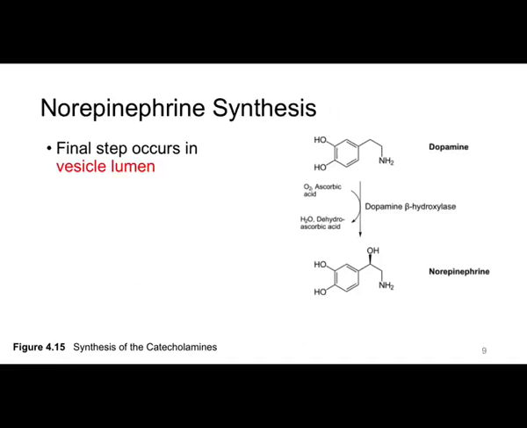Some cells will ultimately convert dopamine into norepinephrine. Those cells contain the enzyme dopamine beta hydroxylase inside the neurotransmitter vesicles. Dopamine will be pumped into the vesicle, and then inside the vesicle it will be converted into norepinephrine by the enzyme dopamine beta hydroxylase. Only neurons that will produce norepinephrine make this enzyme. Neurons that are destined to be dopaminergic neurons will not produce the enzyme DBH, dopamine beta hydroxylase.